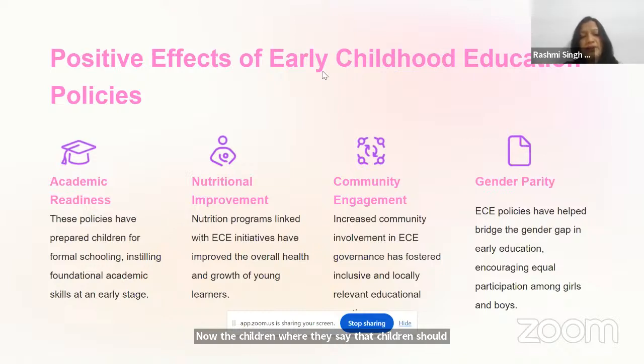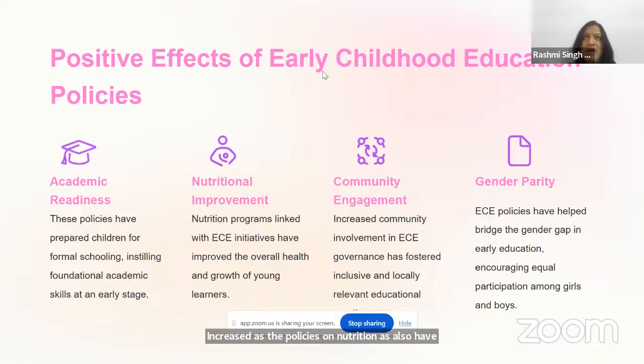So these anganwadis and preschools now focus on 3 to 6 years old, where they make the children school ready, and whatever basic concepts the children should learn in this age group, they have complete focus on that. And the nutrition levels have also been increased, as the policies on nutrition have also been implemented.